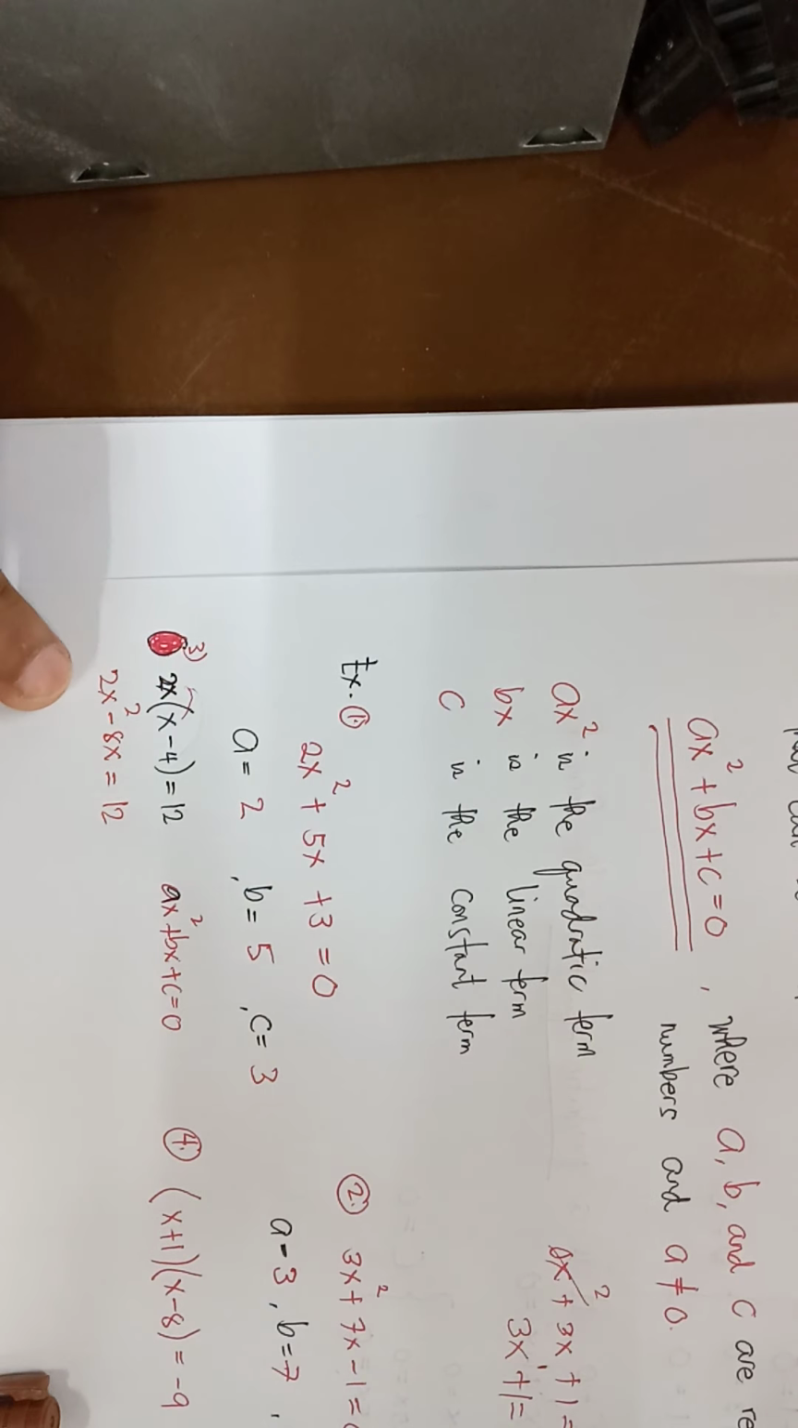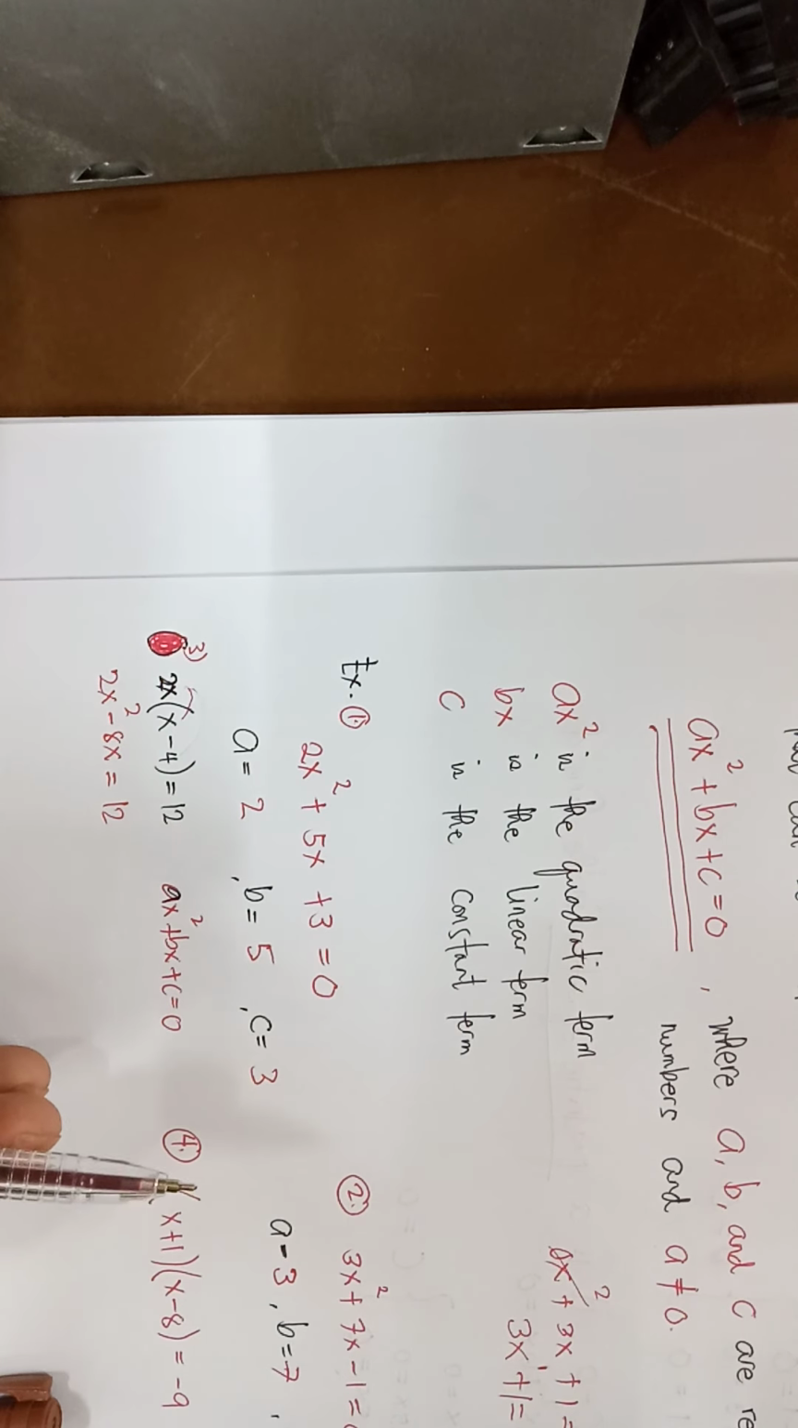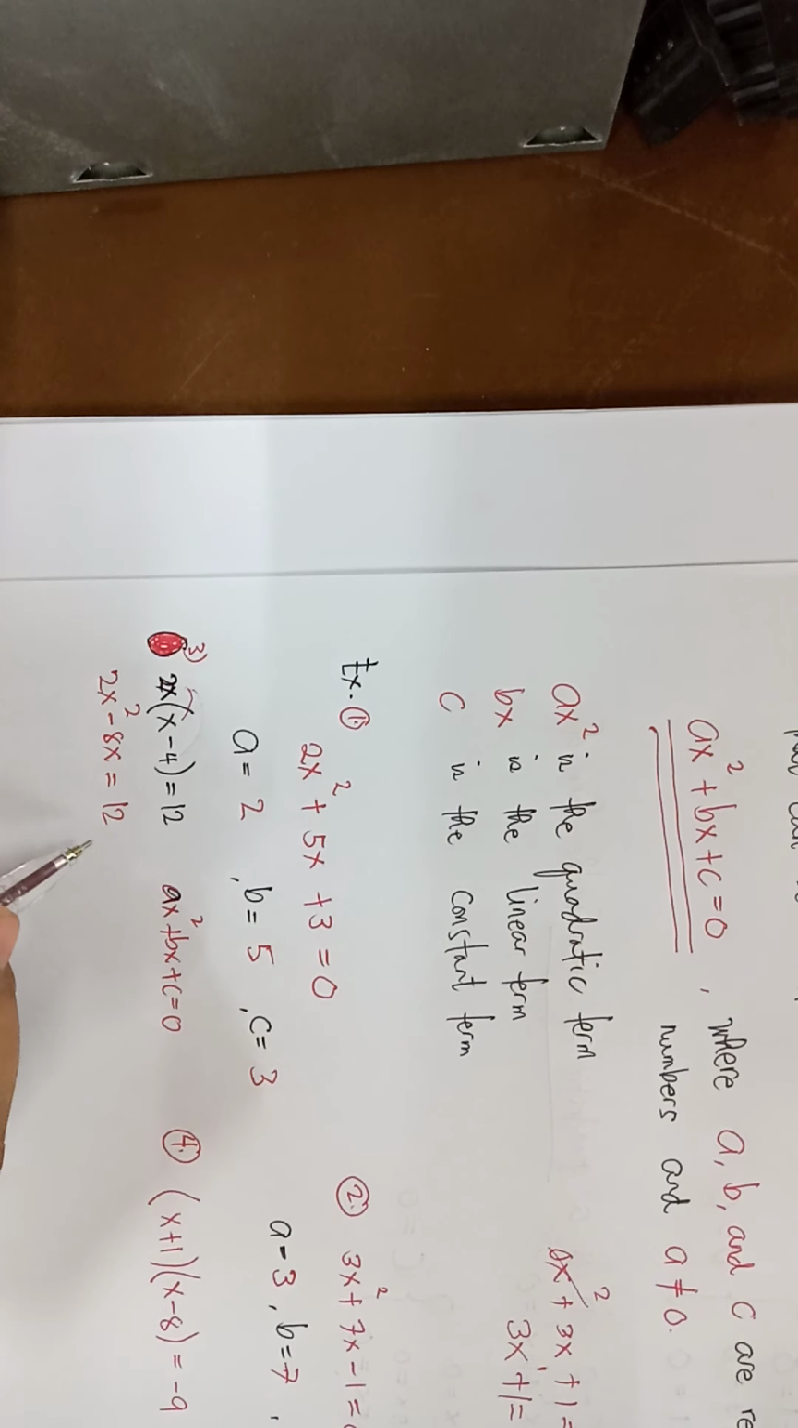Now, is it in standard form? Okay, not yet. So what we're going to do, the right side of the equation must be equal to 0. Since there is a 12 there, what we're going to do is transpose this 12 to the left side, so that what remains on the right side will be equal to 0. What are we going to do? Subtract both sides by 12, so that only 0 remains on the right side.